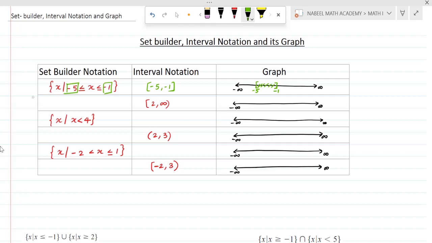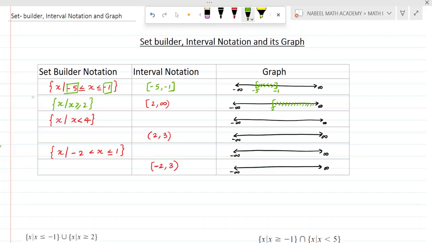Let us go with another one. We have 2 comma infinity. So this is 2, and it is going to infinity, that is the right side. It is closed at 2. Whenever you have plus infinity, I always write greater than. Here x is greater than or equal to 2, because it is closed. If it is open, it is not equal. If it is closed, I have to write greater than or equal.